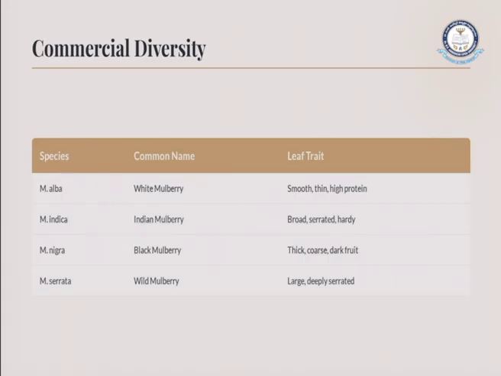Secondly, we have Morus indica, which is an Indian mulberry. As I mentioned, it is used in the tropical region and also in the temperate region. It has broad and serrated hard leaves that are present in the young plant as well. Then we have Morus nigra. It is a black mulberry. It has thick and dark fruit. Then we have Morus serrata. This is a wild mulberry, which is large and deeply serrated.